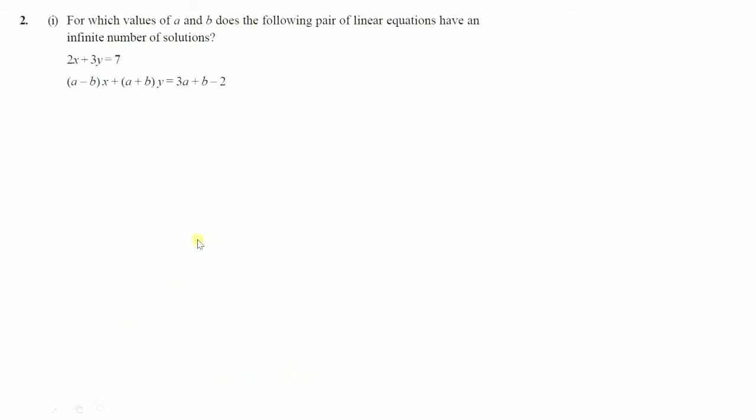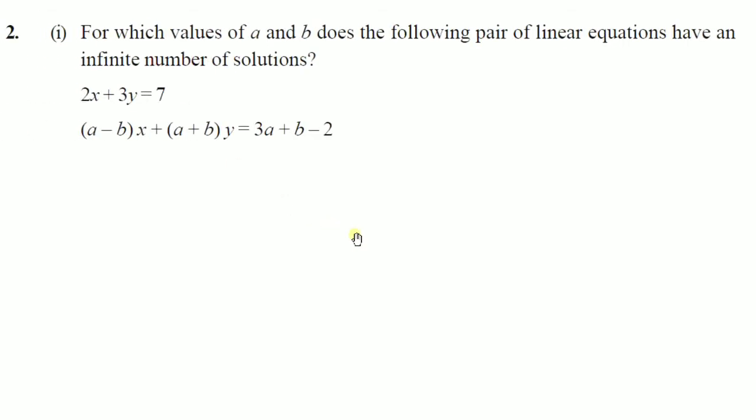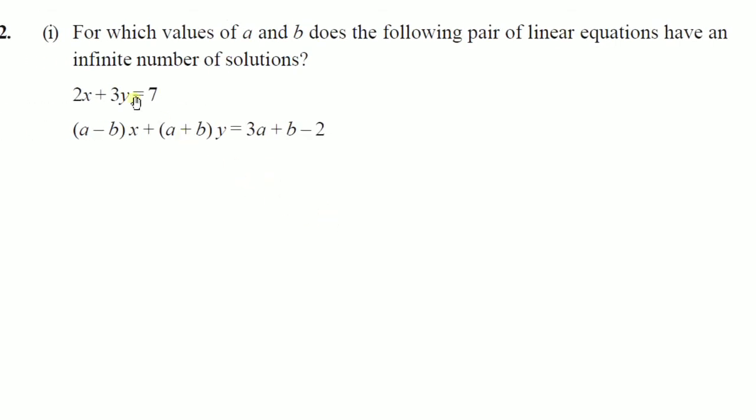The next part of this exercise is question number 2. Question number 2, part number first says, for which values of a and b does the following pair of linear equations have an infinite number of solutions? Since the condition is given as infinite solutions, we need to remember that condition. That condition is a1 upon a2 equals b1 upon b2 equals c1 upon c2. That condition we will apply because it is already given that infinite solutions are there, and then you have to find out the values of a and b.